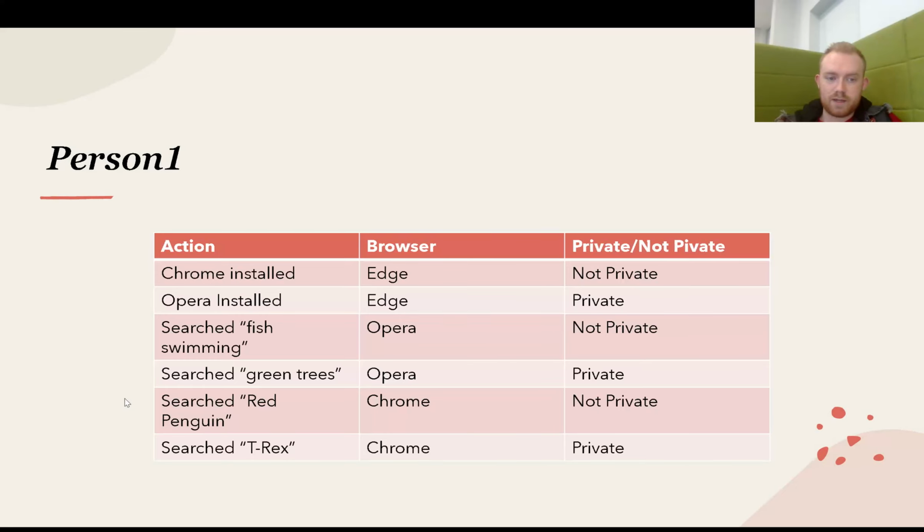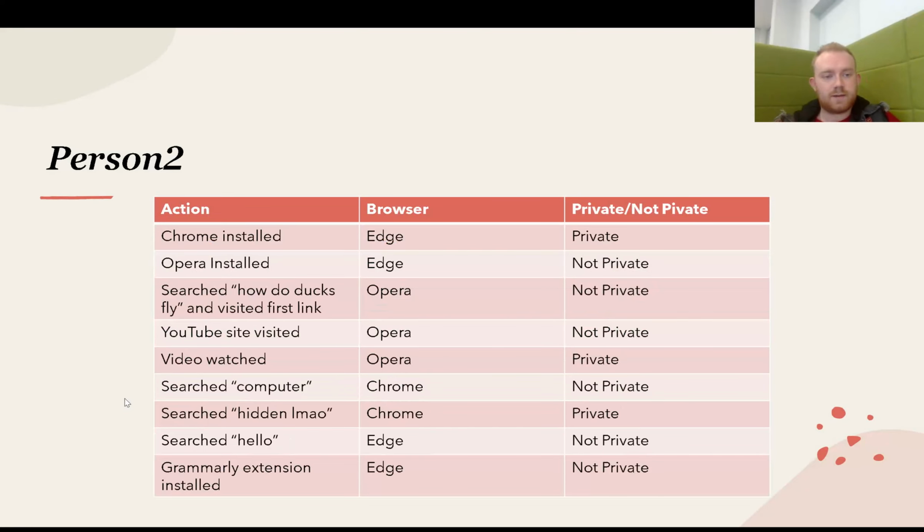For person 1, Chrome was installed, Opera was installed in private mode, Fish Swimming was searched on Opera, not in private, Green Trees was searched in private, Red Penguin was searched on Chrome not in private, and T-Rex was searched on Chrome in private mode. And then for person 2, same again, Chrome and Opera were installed.